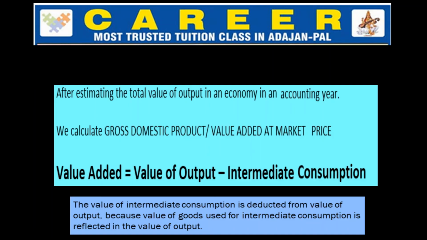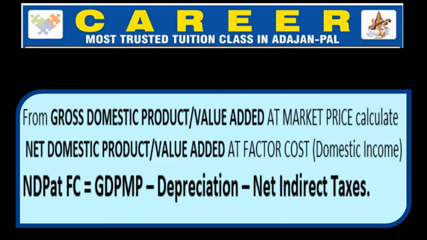After estimating the total value of output in an economy, we calculate GDP at market price. How do you find it? Value added at market price is equal to value of output, that is price into quantity, or sales plus change in stock. From this you have to minus intermediate consumption. Remember this formula because you usually get confused with it.